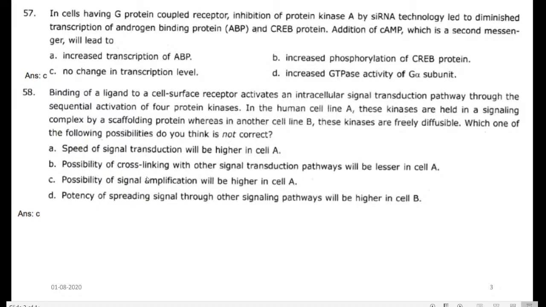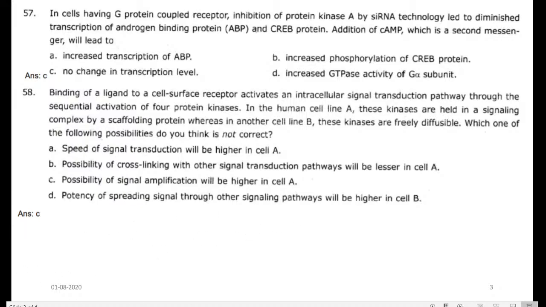Another case: the possibility of cross-linking with another signal transduction pathway will be lesser in cell A. There is no cross-linking, since it forms a scaffold. So there is no cross-linking within the signaling transduction pathway. Then another right answer is D, that the potency of spreading the signal through other signal pathways will be higher in cell B, since it can easily spread the signal.